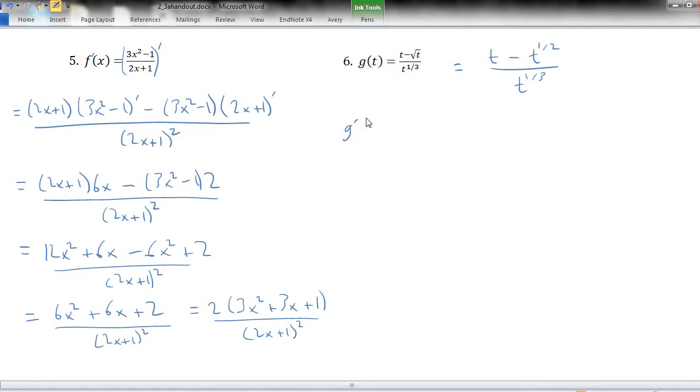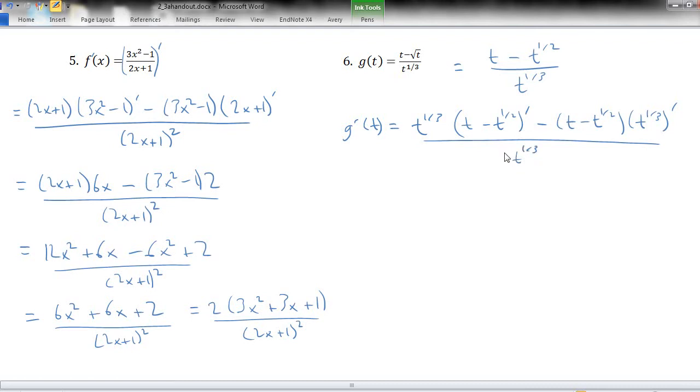So if I'm doing the derivative of this, then I do low d high, so t to the 1/3 times the derivative of t minus t to the 1/2, whatever that is, minus high d low. So minus t to the 1/2 times the derivative of t to the 1/3, all over low squared, right? T to the 1/3 squared.